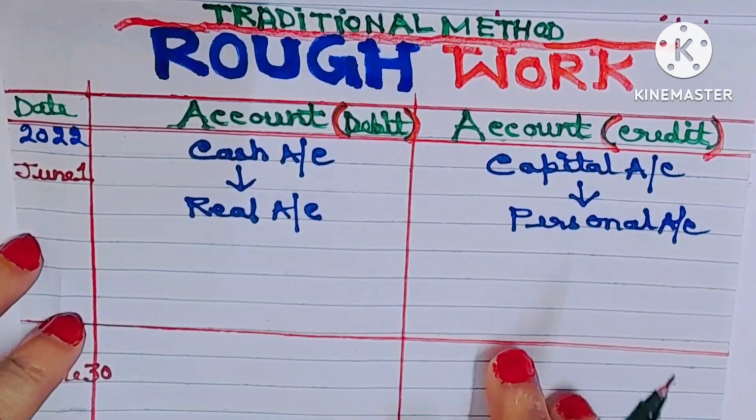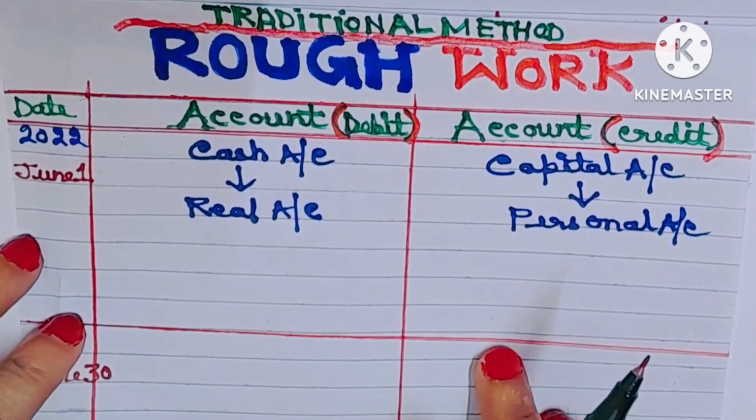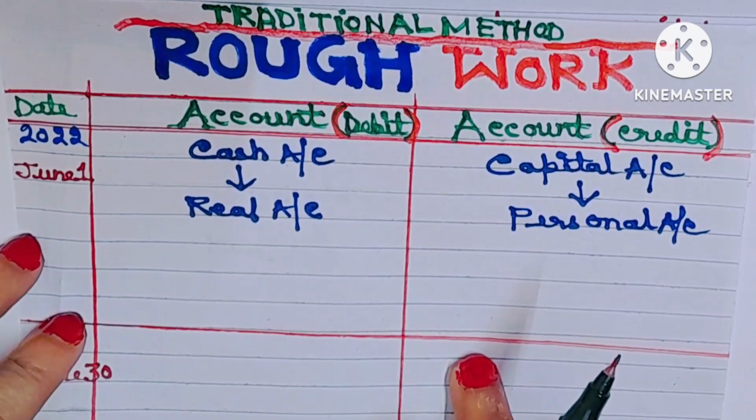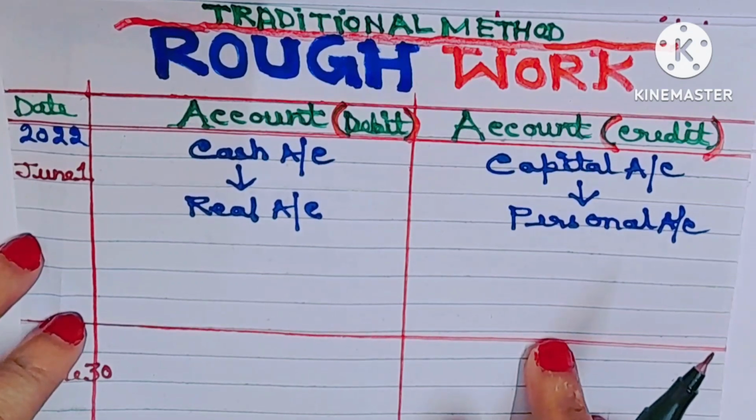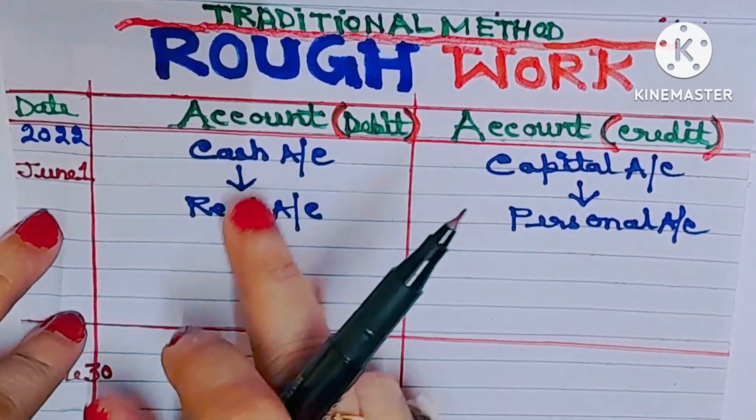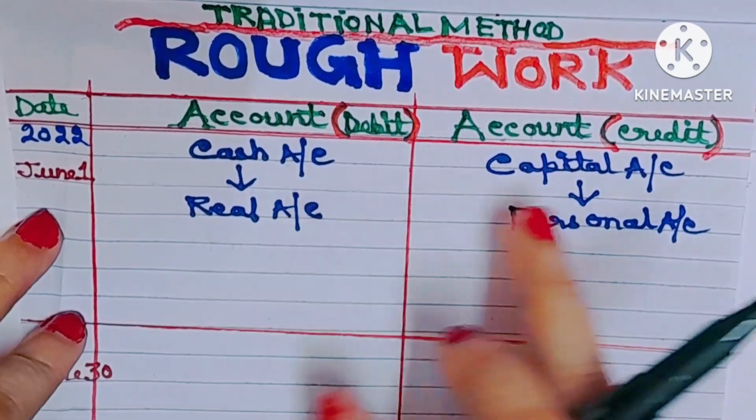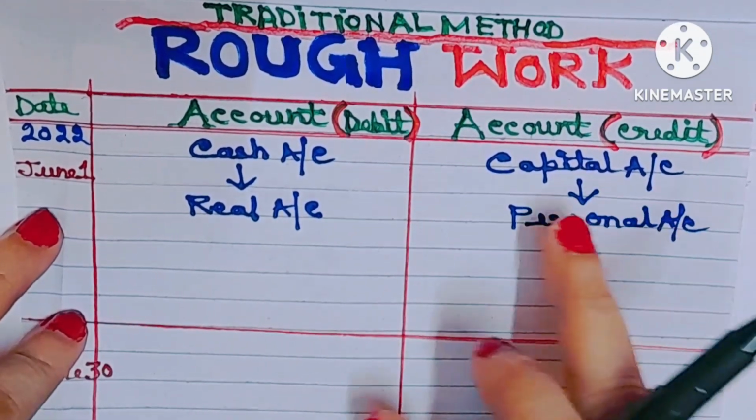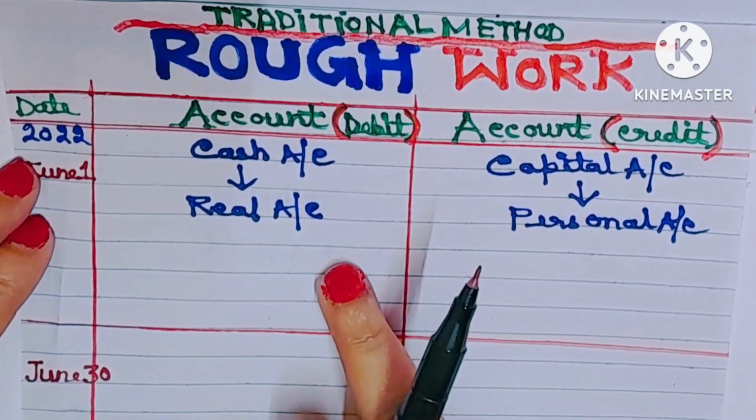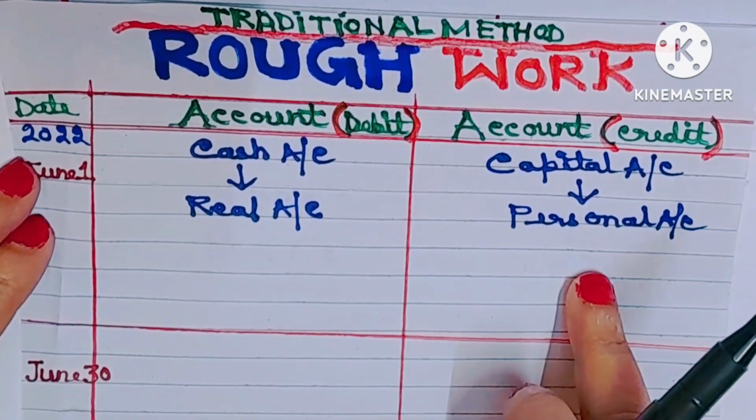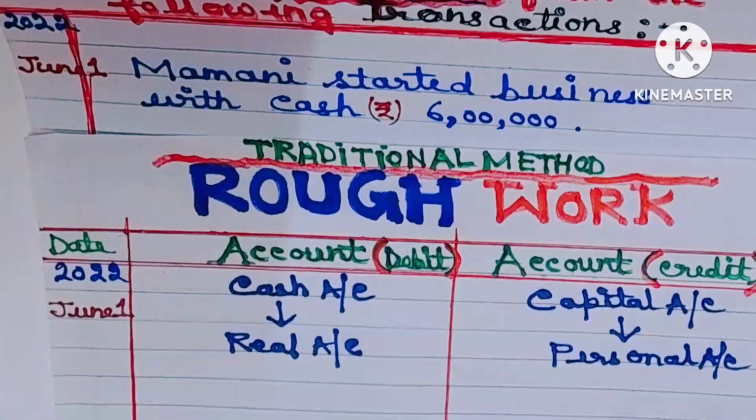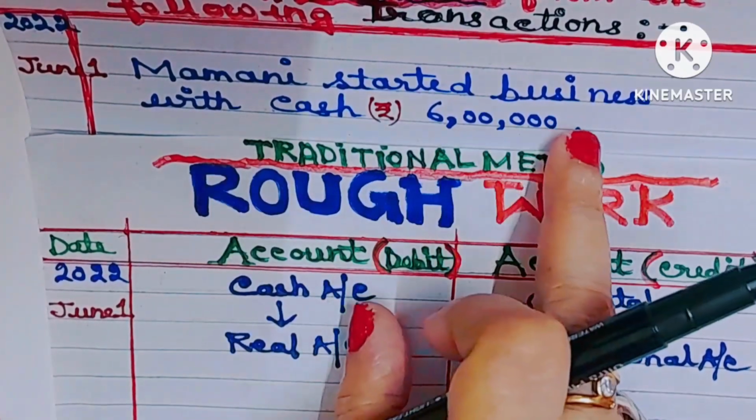Okay, now the third step is, in order to find out which account is to be debited or credited, we have to apply the 3 golden rules of accounting, that is the traditional method. So should we debit cash account or should we credit cash account? Or should we debit capital account or should we credit capital account? So in order to find out which account is to be debited and which account is to be credited, we have to apply the traditional method.